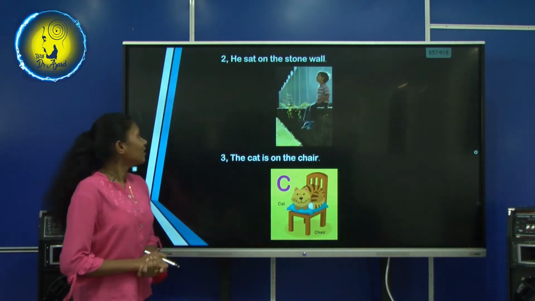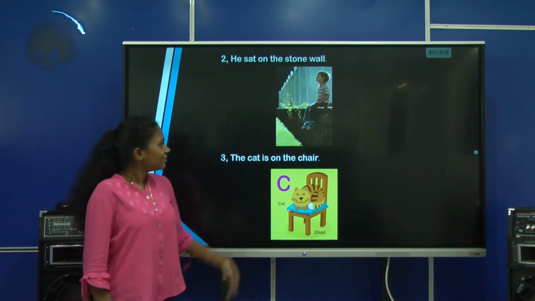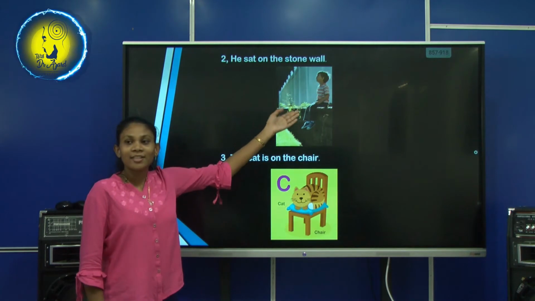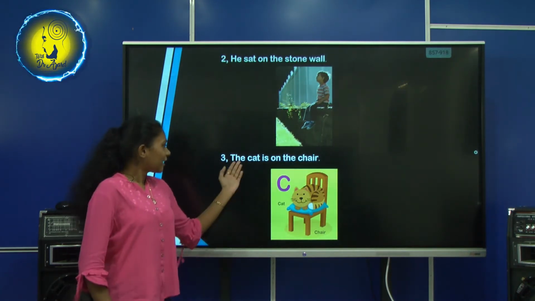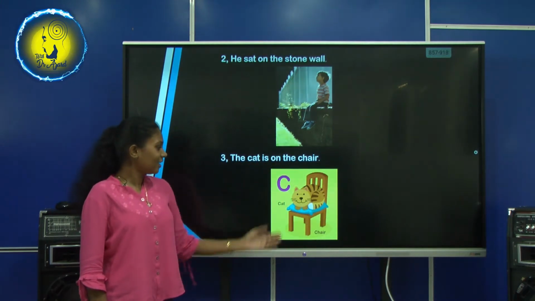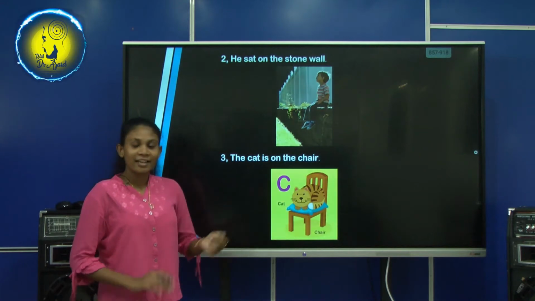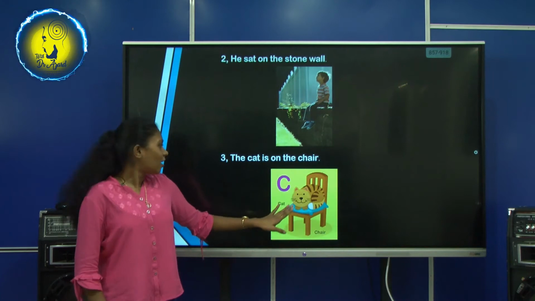Second example, he sat on the stone wall. See, there is a wall. The boy sat on the stone wall. Third example, the cat is on the chair. See, the beautiful picture, no? There is a cat. Now tell me, where is the cat? The cat is on the chair.